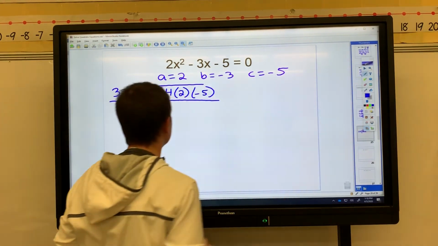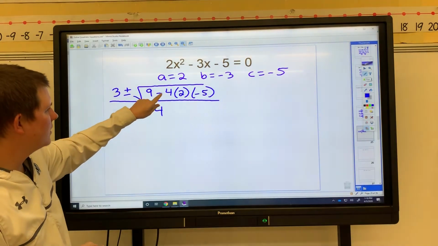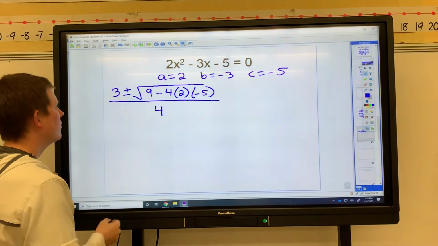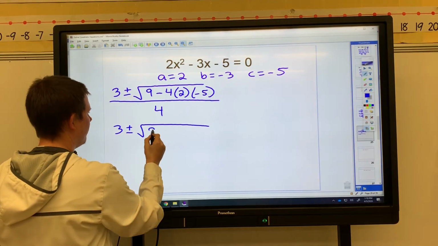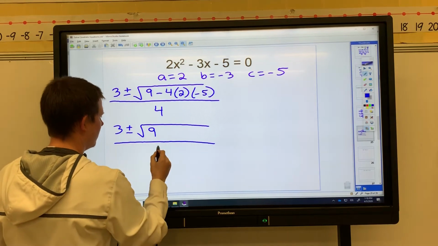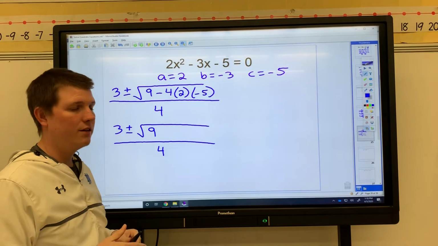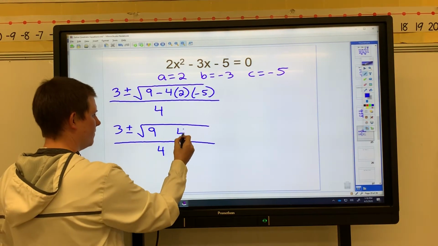Okay? B squared plus or minus the square root of B squared minus 4 times A times C all over 2 times A. So now we're going to keep everything the same except for, I'm going to multiply these three numbers. Remember, forget about the negatives. 4 times 2 is 8. 8 times 5 is 40.